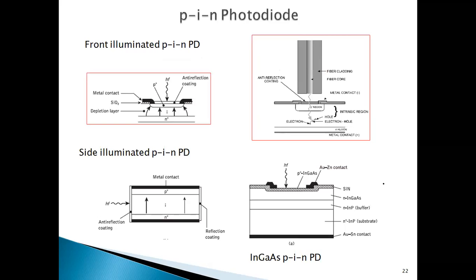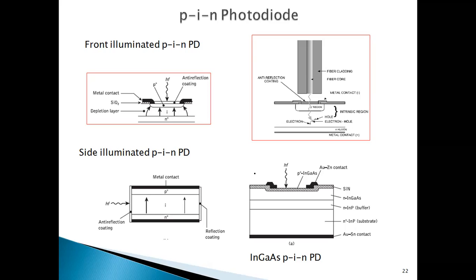So this is an example of the PIN photodiode, which includes the front illuminated and also the side illuminated PIN photodiode. For the front illuminated, the photon is incident on the top of your photodiode structure, whereas for the side illuminated PIN photodiode, the light is incident at the side of this photodiode. Okay, this is for the case of the indium gallium arsenide PIN photodiode. So we have a few layers here of this PIN photodiode which involve this indium gallium arsenide material.